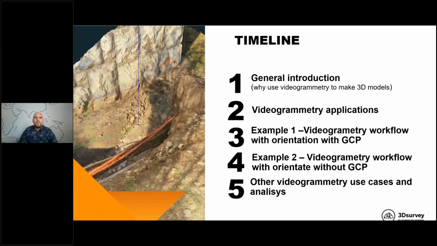So first we will look at the timeline today. As usual, first I will make a general introduction. We will talk a little bit more about why use videogrammetry and how to use it. Then we will have a quick slide about videogrammetry applications, so which fields we think this technique is applicable in. Then we will look at two detailed workflow examples. In one, we will use ground control points to do orientation, and in the second one, we will try to do the orientation without ground control points. So these two examples will be a little bit more detailed. And then we will also look at some other examples that we did, and we will also be looking at what other options this videogrammetry tool brings us.